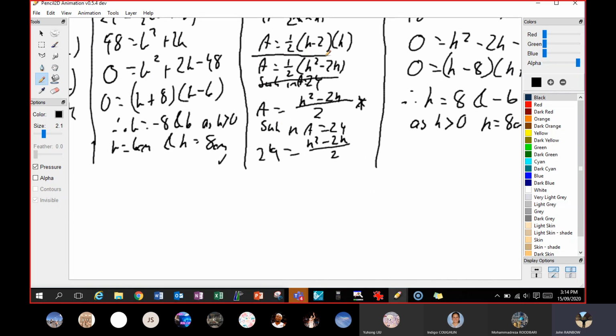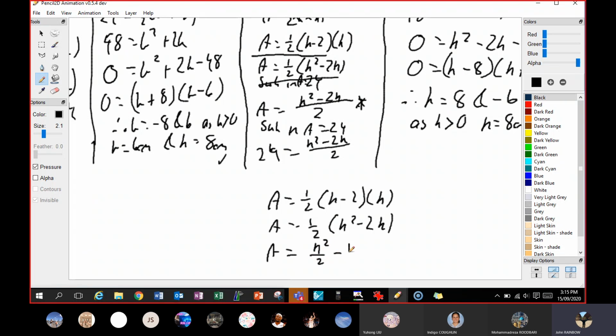Let's just go to this one and just expand it. So we'll break in at this step here. So A equals half, we've got h minus 2h. Let's just expand this one like what we did last time. That's going to be h squared minus 2h. Now I'm going to multiply the half, so the area equals h on 2 minus h, because half times 2h will give you h, and that would be half h squared. So now if you put the area in, A equals 24, we're going to substitute A equals 24 in the area. So now you're going to have 24 equals h squared on 2 minus h.